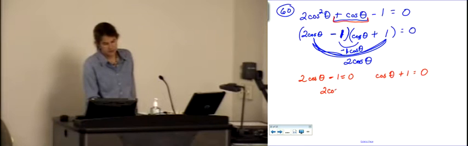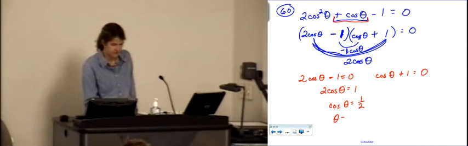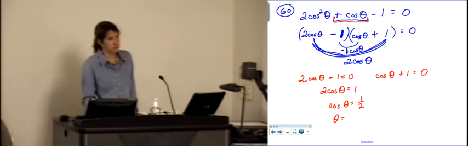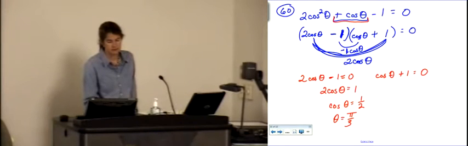All right, so what do we have here? 2 cosine theta is 1. Cosine of theta is 1/2. Where's the cosine equal to 1/2? Pi over 3. Where else? 5 pi over 3. 5 pi thirds. Okay.